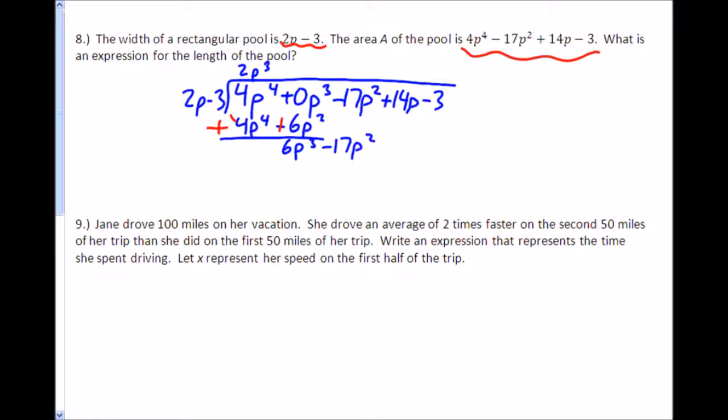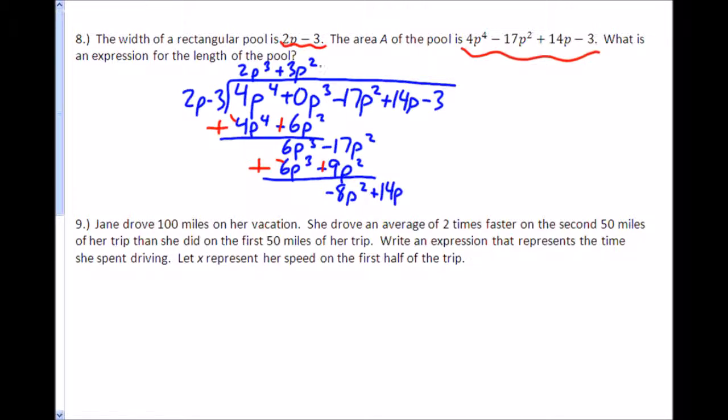2p times what gives me the 6p to the third? That's going to be a 3p squared. Again, I distribute, so that's a 6p to the third minus 9p squared. I'm going to subtract, which is the same as adding the opposite. And when I do that, that's going to give me a negative 8p squared. I bring down the 14p. And now I do this process again.